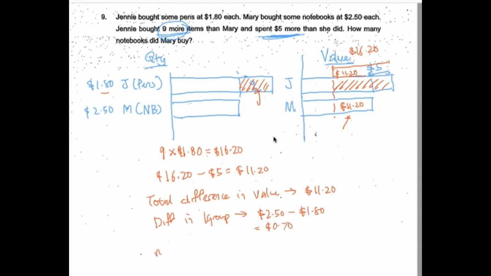The number of groups: $11.20 divided by 70 cents. And you get 16 books. So there are 16 books here. The question is, how many notebooks did Mary buy? So this is the answer, 16. Let's look at question number 10.